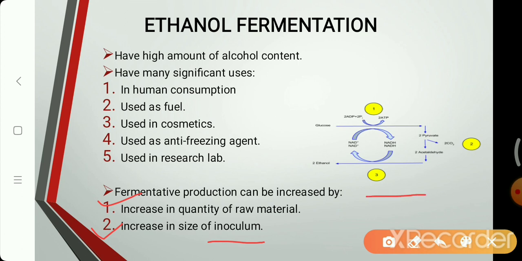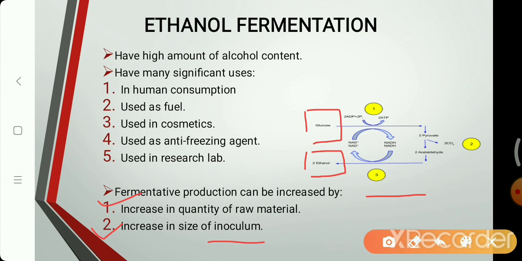Now look at this figure. As we know, ethanol fermentation is anaerobic metabolism and does not require the presence of oxygen. Here we have glucose. It is the main substrate or raw material that is converted into ethanol. Here we will see the pathway of how this glucose is converted into ethanol.